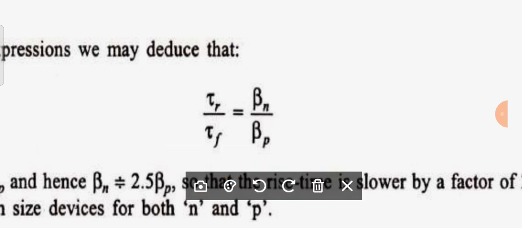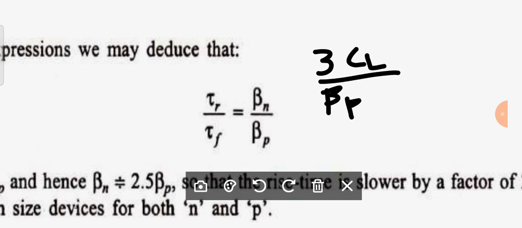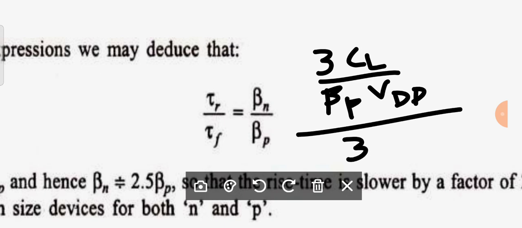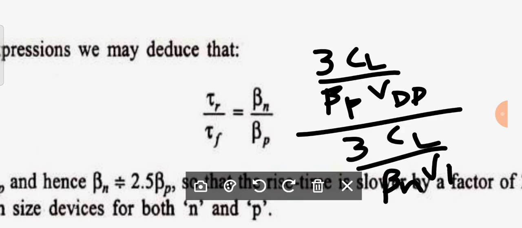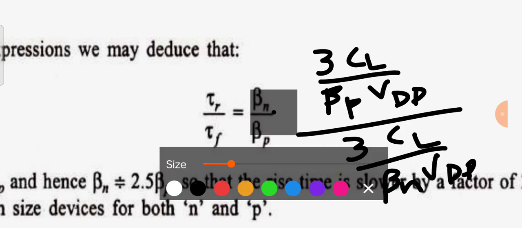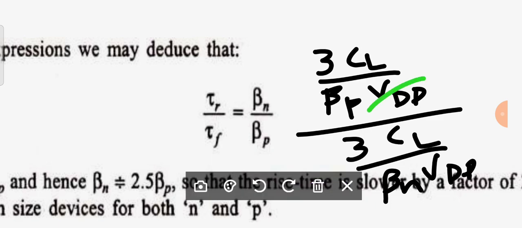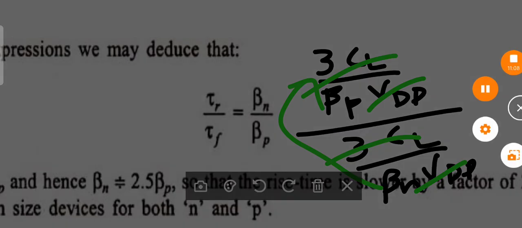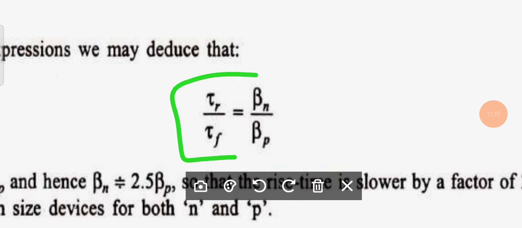what is tau R? Absolutely 3CL into beta P into VDD divided by 3CL into beta n into VDD. You can observe very clearly VDD and 3CL get cancelled. Then this beta n will come upside and beta P will be downside. Is it clear? Therefore, this is our expression.